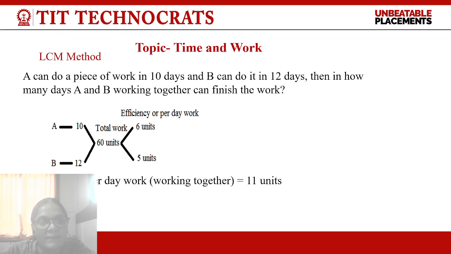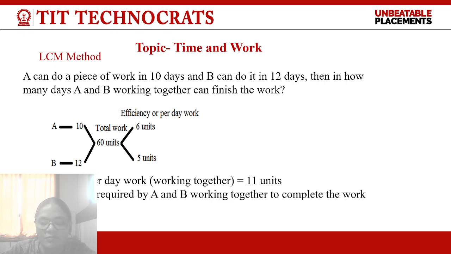Now we want to calculate the number of days in which they will complete 60 units of work. 60 units is the total work. In order to calculate the number of days, just divide the total work by the efficiency of A and B. The total work is 60 and the efficiency, that means their per day work, is 11. So divide 60 by 11. The number of days required by A and B working together to complete the work is 60 by 11 days. So this is the answer of this question.